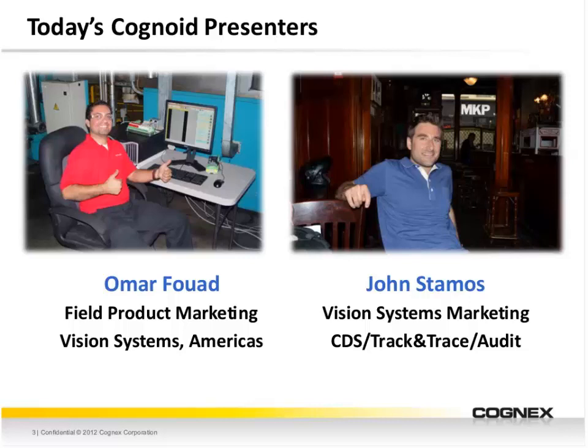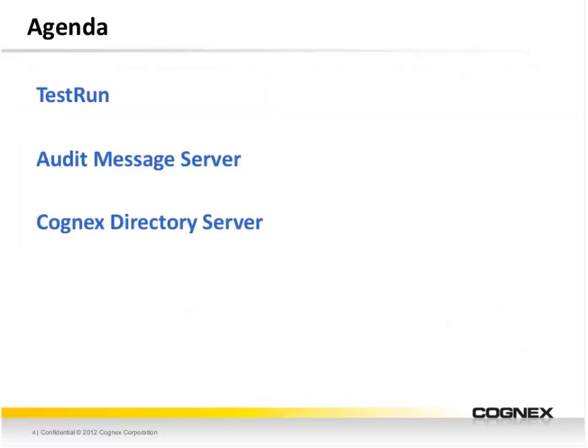So for today's agenda, we're going to talk about TestRun, kind of walk through it, show you how it is today and how it works, and actually give you a demo. We're also going to jump into Audit Message Server and show you how you can demo that for your customers. And then finally, a product that will be released shortly is Cognex Directory Server, which is part of our 4.9 release that we talked about a couple weeks ago. And John Stamos will be taking over and handling that.